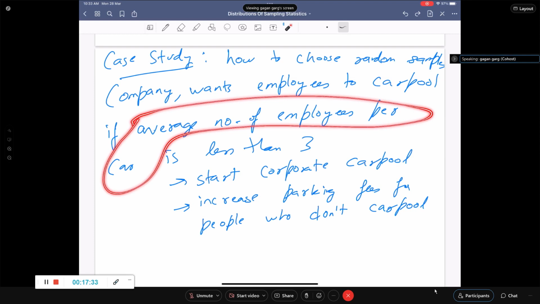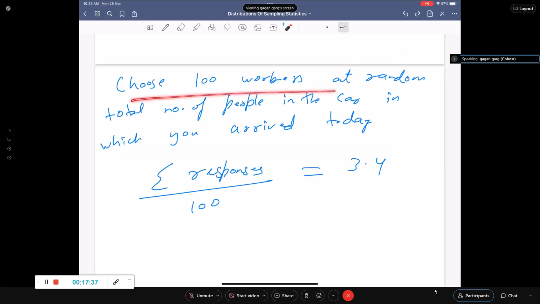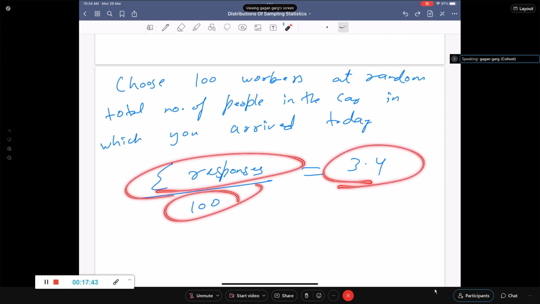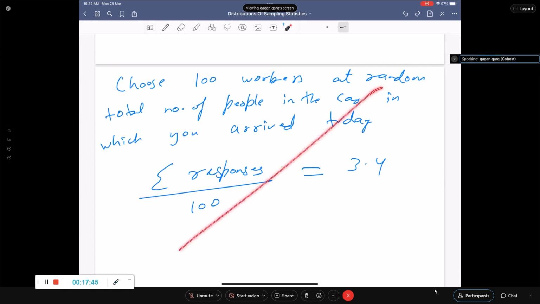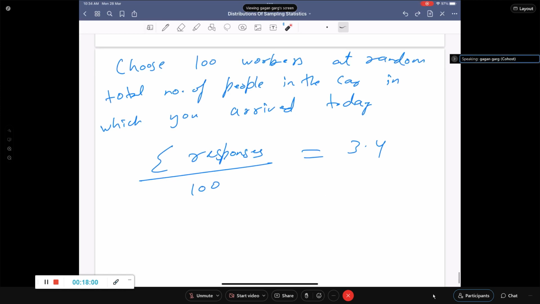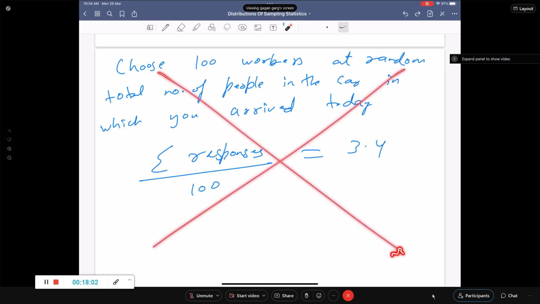How do you solve this problem? The way the company solved this problem is by choosing 100 workers at random. They asked each one how many were in their car, totaled it, divided by 100, and they got 3.4. And I am saying this is wrong. The question is, why is this wrong? So the mistake is not in the random part. They choose people at random. That is not the problem. The problem is that this method is wrong. The question is, why is it wrong?